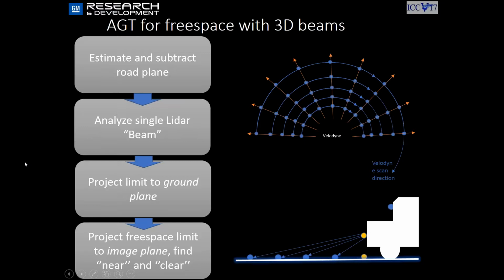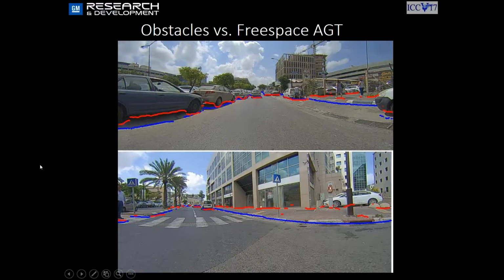And I'll show you now some results. The free space, as opposed to general obstacles, is, first of all, supposed to detect the curbs. So anything that limits the free space, even if it's very small, needs to be detected. And also, you can see in the upper image that it detects the projection of the obstacle to the free space and not the image delineation of the object. And this is important if you want to estimate distance to the end of the free space.